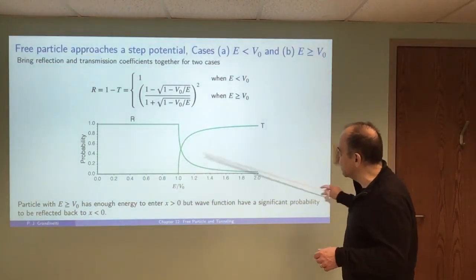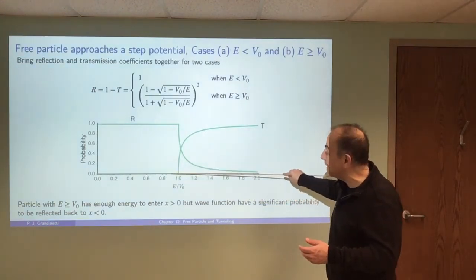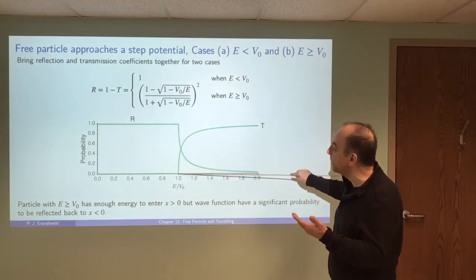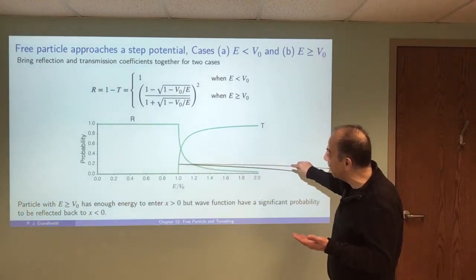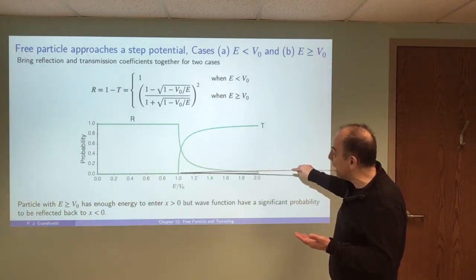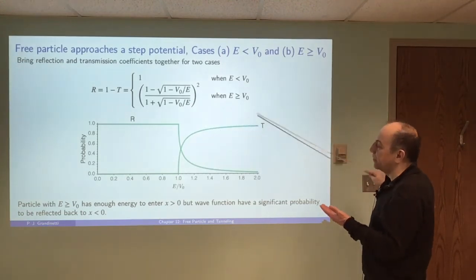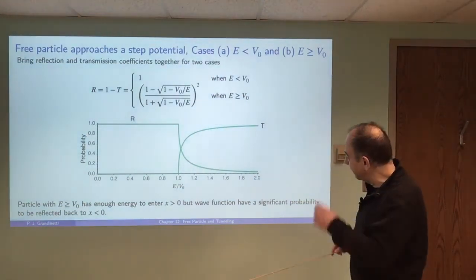Same with the transmission. You see you have no transmission, of course, you're bouncing back completely until you hit the potential energy. I'm sorry, until the total energy matches the potential energy, and once it starts to exceed the potential energy barrier, you can see you start rising quickly, you get transmission, and eventually it levels off to 1, just like the limit for a classical particle.